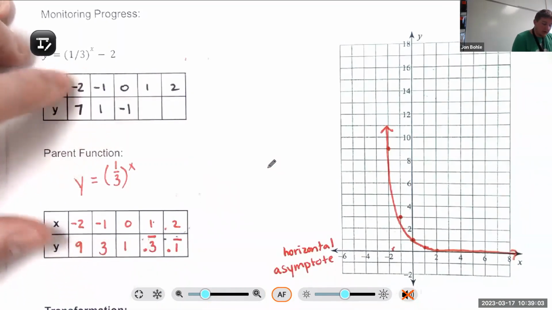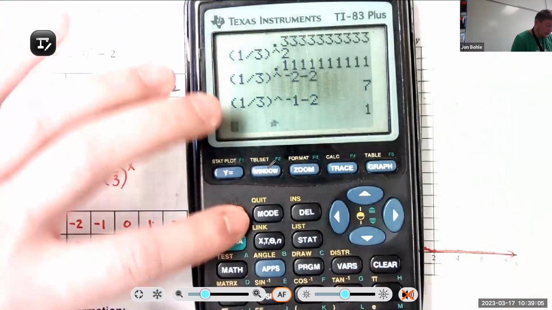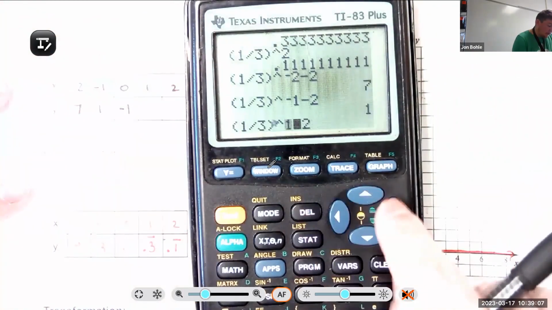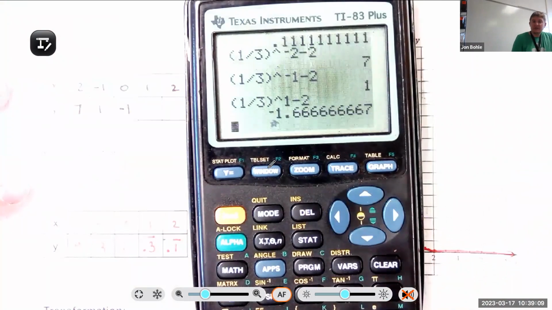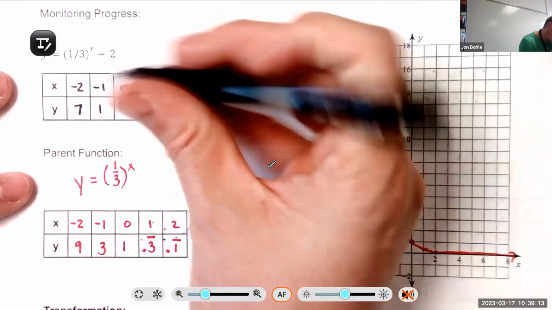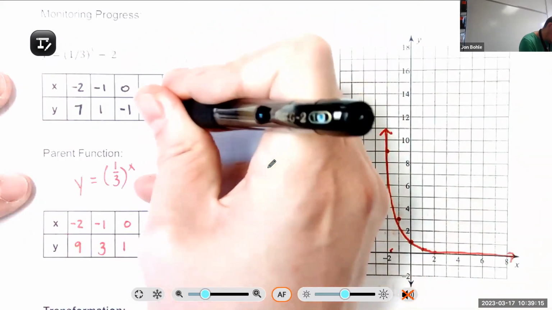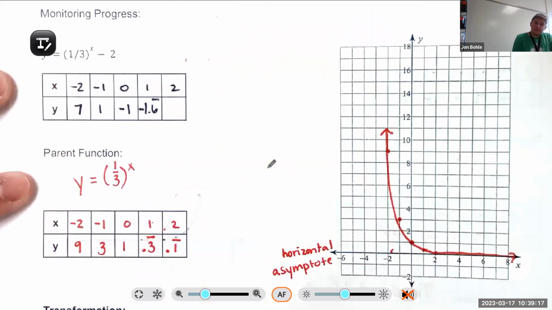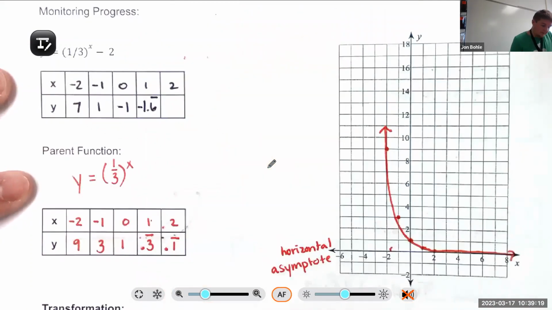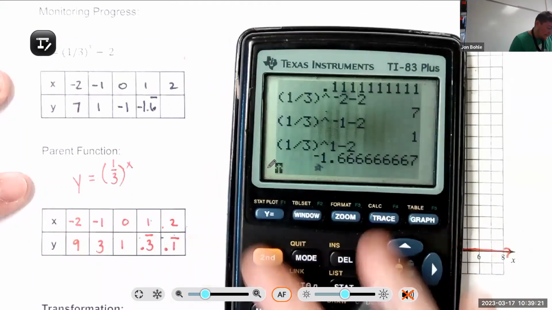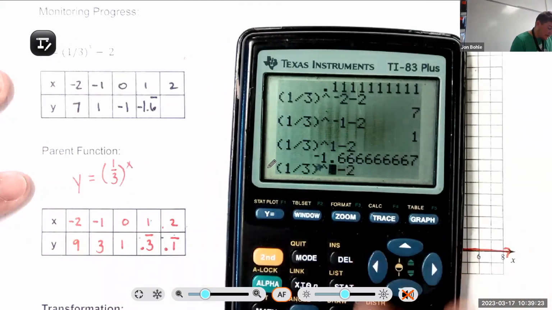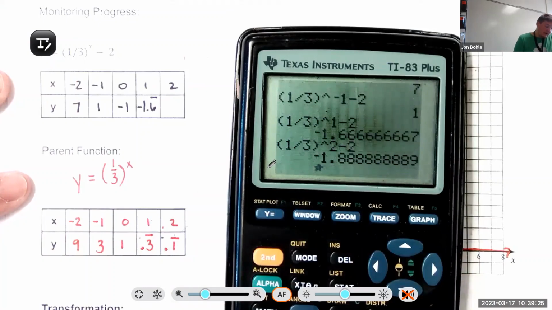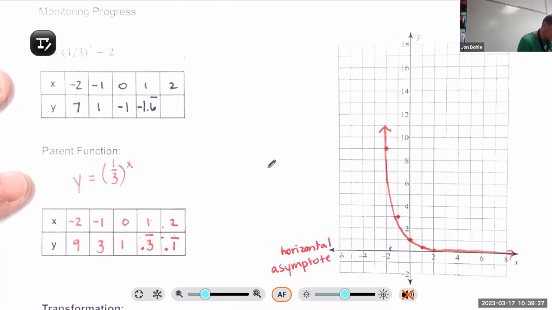So we can subtract 2 here. I'll show you how to do it in the calculator still. So here you type it in, go to the first power -2, get -1.6 repeated. And then we go to the second power, then -1.8 repeated.